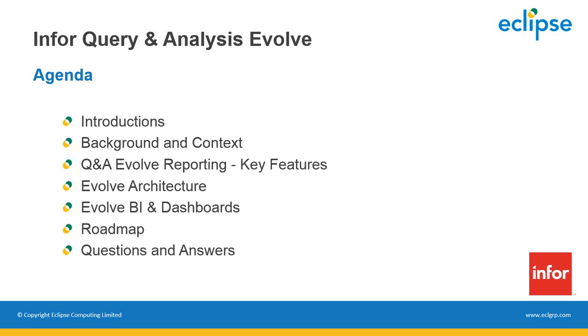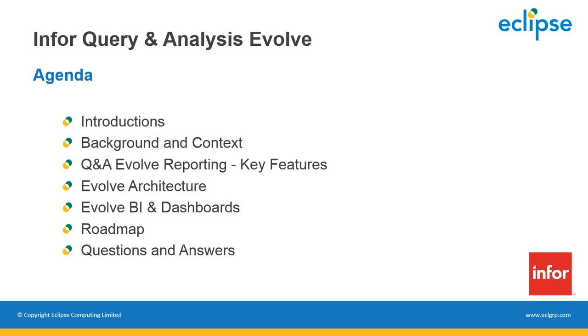So what we'll talk about this afternoon is a little bit of the background and context behind Q&A Evolve. What is happening, why is it happening, and where's the product going? What does it mean for Sun Systems users, existing and new customers, and what does it mean for the current version of Q&A? We'll talk specifically about some of the new functionality within Q&A Evolve, and this essentially breaks down into two areas, and we'll see why a little bit later on.